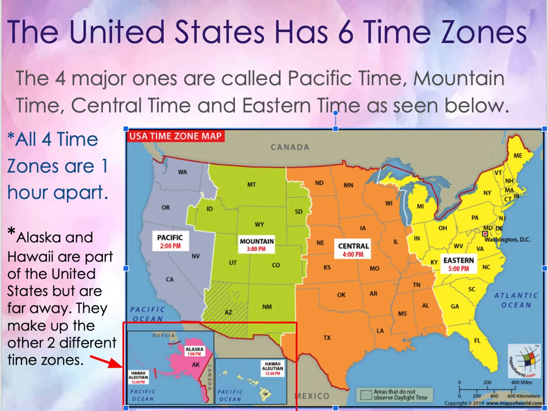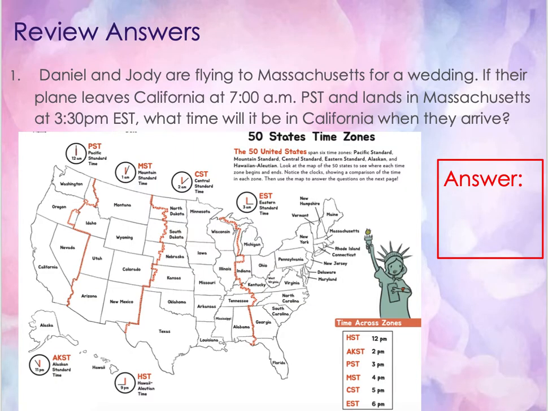So now let's go over the answers to the questions from yesterday. I gave you the exact time and you had to figure out what time it was. Let's read this aloud. David and Joni are traveling to Massachusetts for a wedding. If their plane leaves California, right here, at 7 a.m. Pacific time, and lands in Massachusetts, which is over here, at 3:30 p.m., what time will it be in California when they arrive?